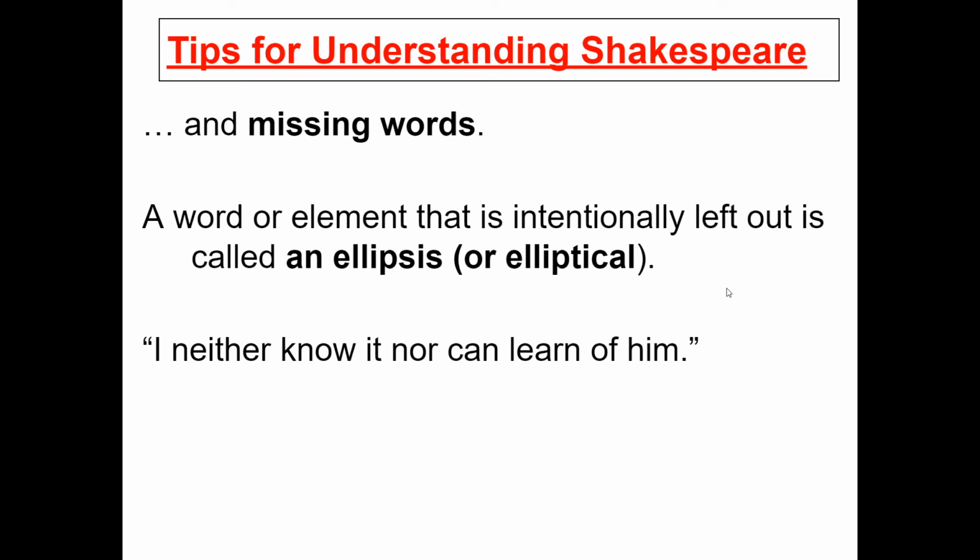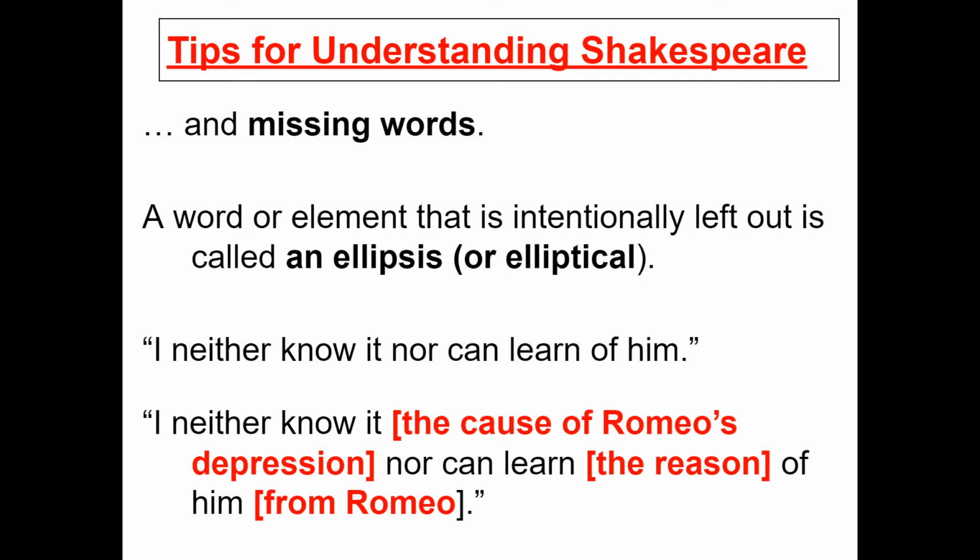Okay, going back to Romeo and Juliet, this is from Act 1, Scene 1, when Benvolio is talking to Montague, and they're saying, I can't figure out what's wrong with Romeo. Romeo will not tell anybody what's wrong. Okay? He says, I neither know it, in other words, the cause of Romeo's depression, nor can learn the reason of him from Romeo. So there are some elliptical elements in this line. Okay, and you have to kind of fill in these missing elements to figure out what's going on.